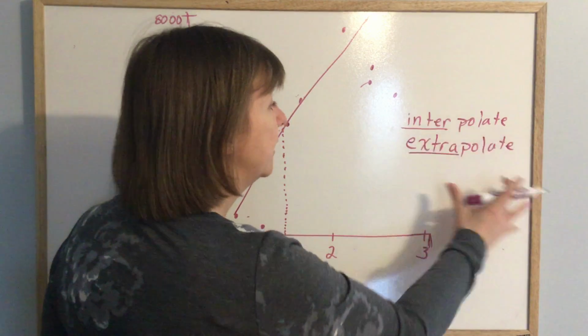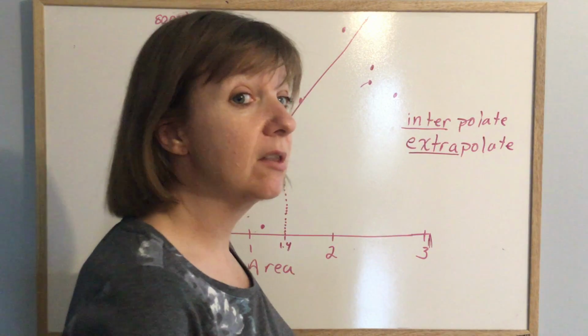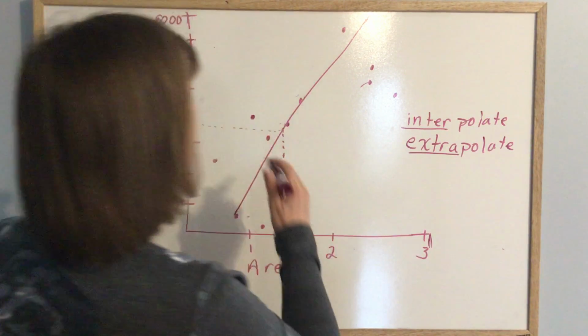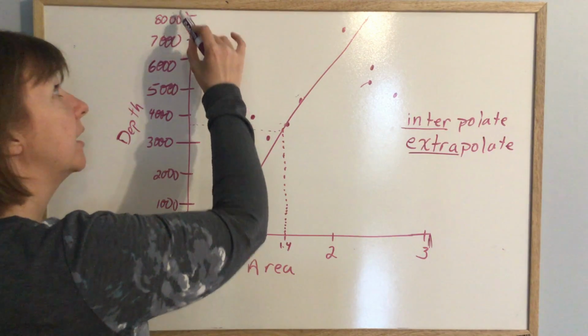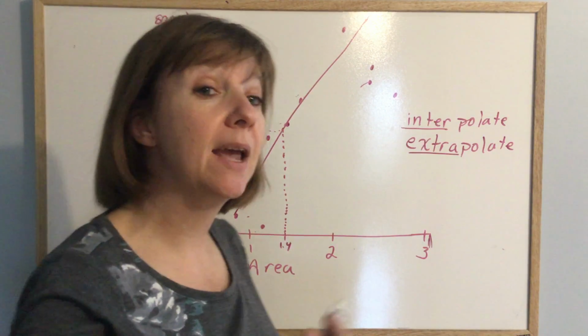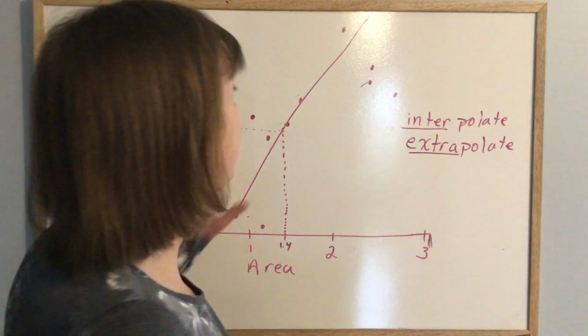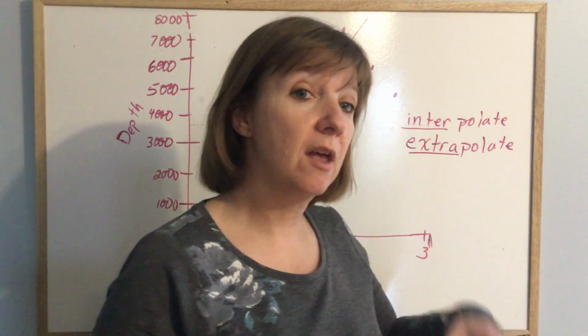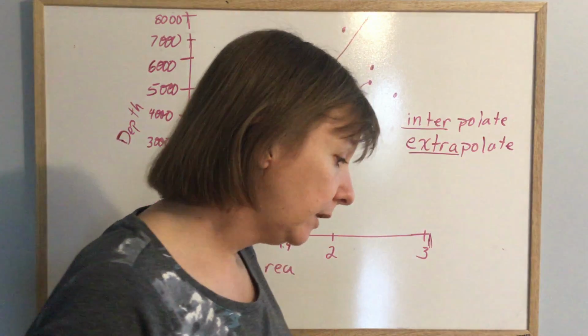It's outside of the area where the dots are. It's outside of even where my graph is. But what I can do is extend my line a little bit and make a best guess based on the trend that I'm seeing. That is extrapolate.